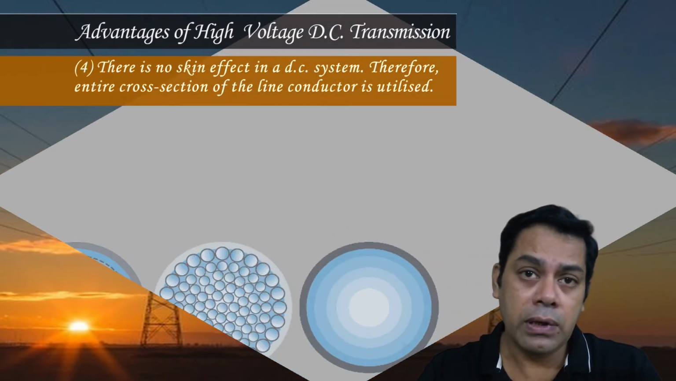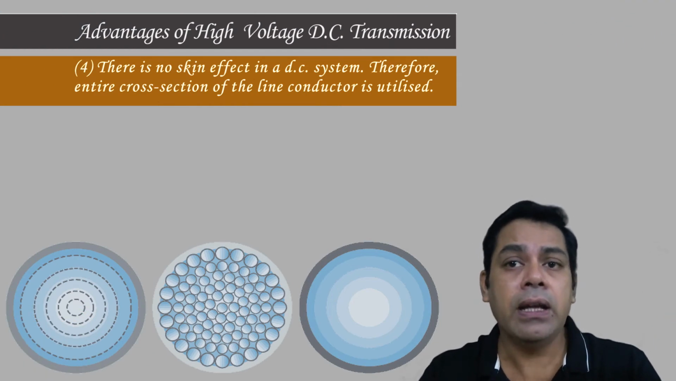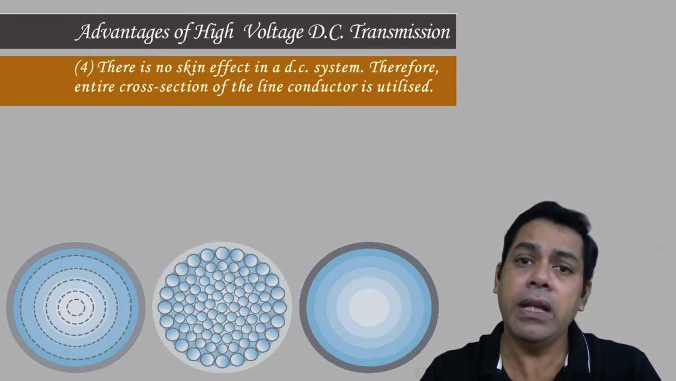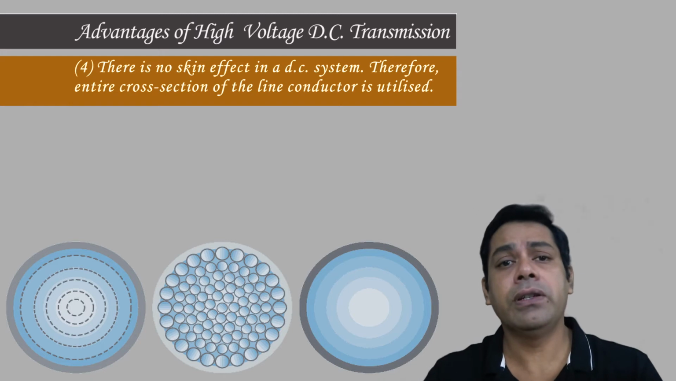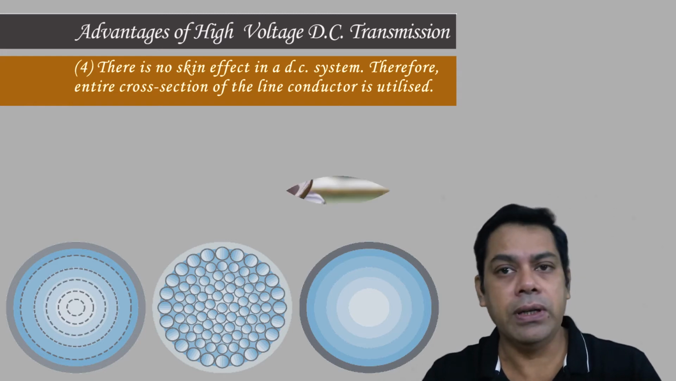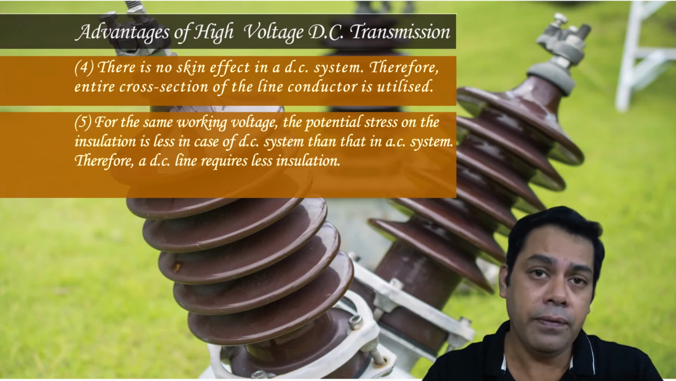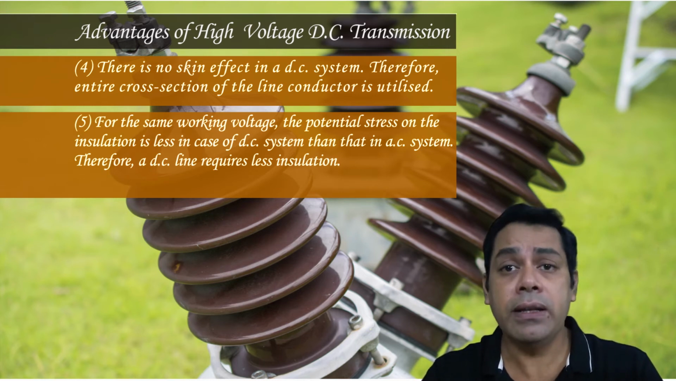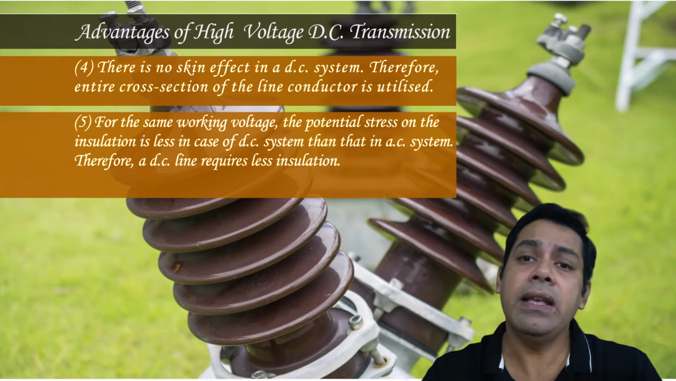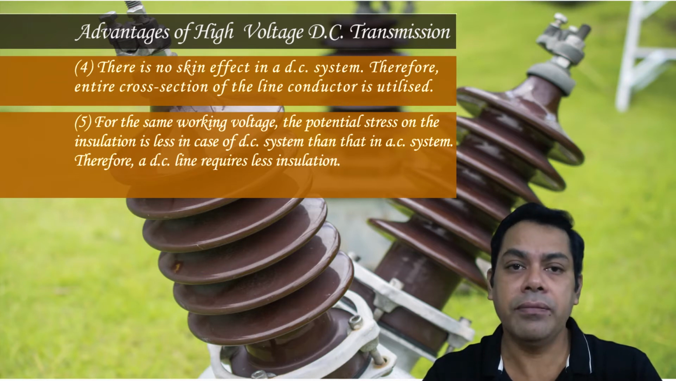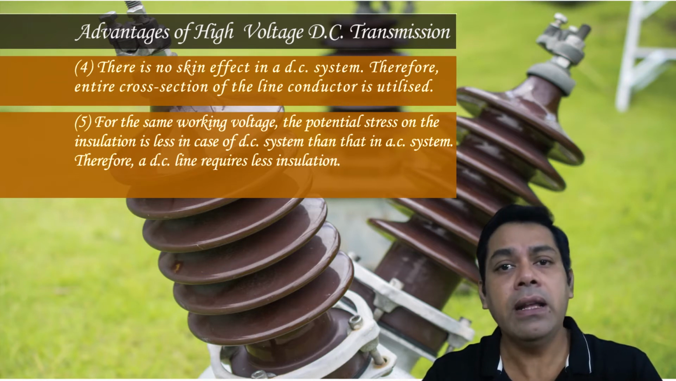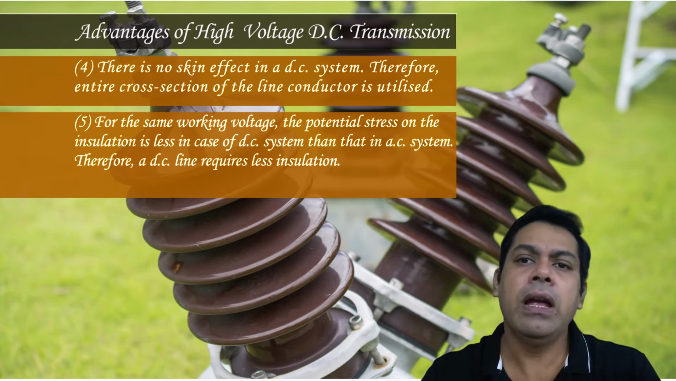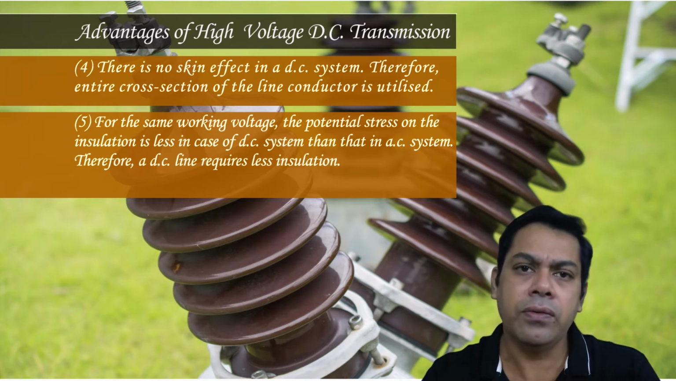Number 4, there is no skin effect in a DC system. Therefore, entire cross-section of the line conductor is utilized. Number 5, for the same working voltage, the potential stress on the insulation is less in case of DC system than that in AC system. Therefore, a DC line requires less insulation.